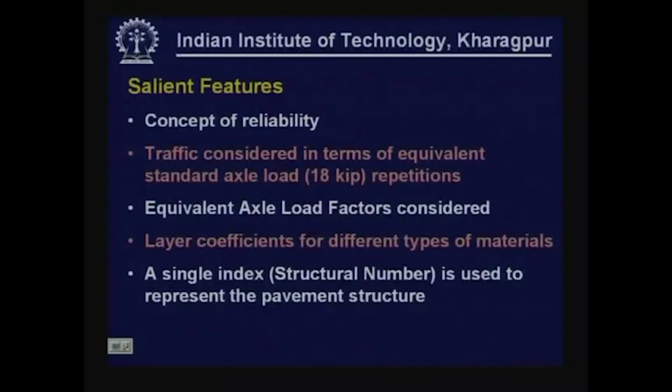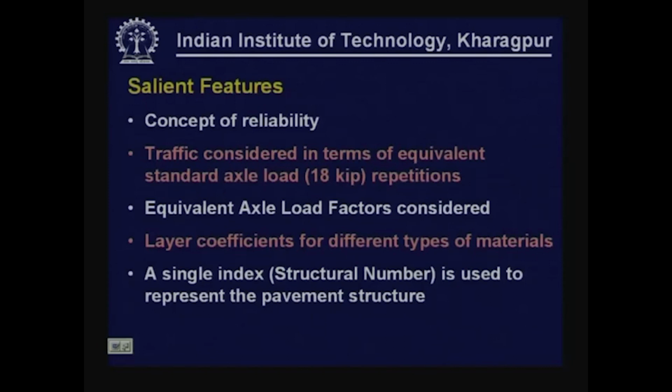The traffic is considered in terms of equivalent standard axle load, that is 18 kip. 18 kip is 18,000 pounds repetitions. This is similar to what we have considered for IRC 37 2001 version also. Traffic is considered in terms of 80 kilonewton equivalent to 18 kip standard axle load repetitions.